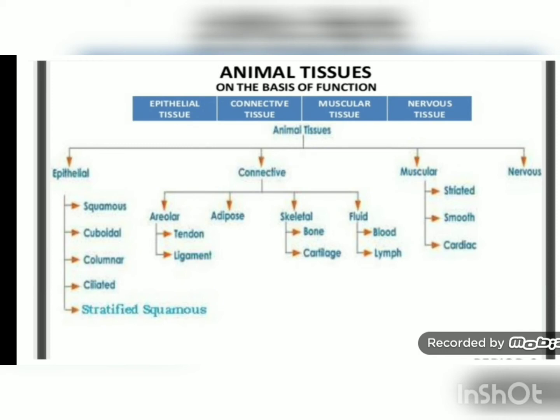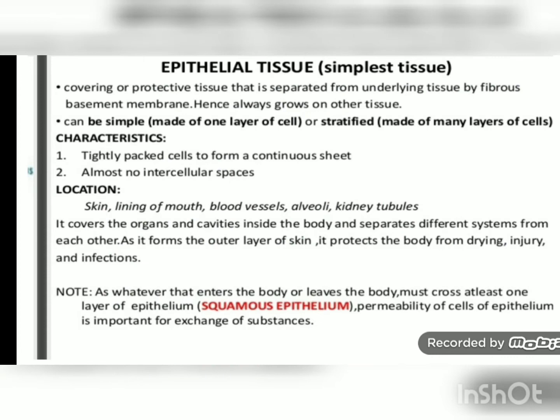Connective tissues are areolar tissue, adipose, skeletal, fluid. And muscular tissues are striated muscular tissue, smooth muscular tissue, cardiac tissue. And the last one is nervous tissue. Now we will see the details.